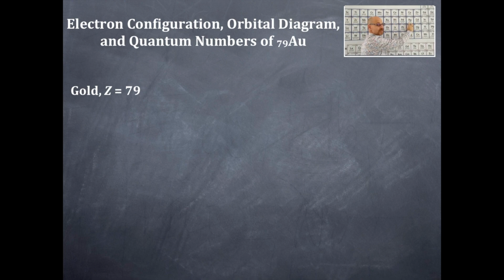There's gold. I don't know if you can see that right there, but there's gold right there on my periodic table. So I'm going to use the noble gas notation of gold. You need a periodic table, noble gas notation of gold, and this is what it is. So it's xenon in brackets, 6s2, 5d9, 4f14.